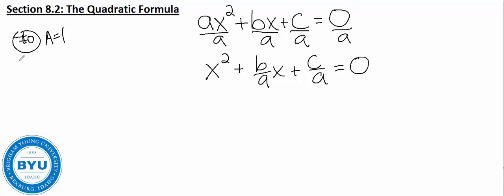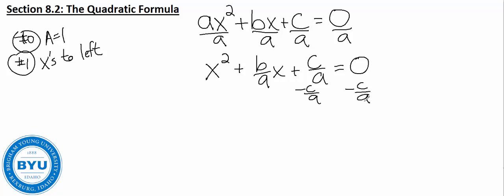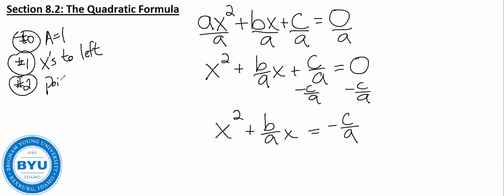Okay. In step number 1, we said we need to get the x's to the left, everything else to the right. So I need to move that c over a over. So I'm going to subtract c over a from both sides. Okay, that gets me x squared plus b over a x equals negative c over a. Okay, that's good so far. In step 2, we said to complete the square, you had to create the poison. The poison. Dun, dun, dun.